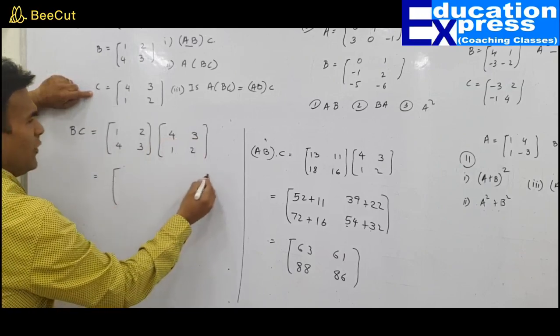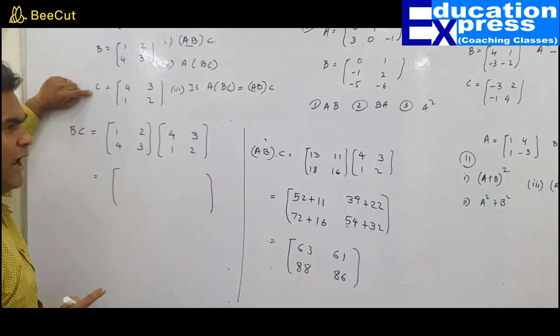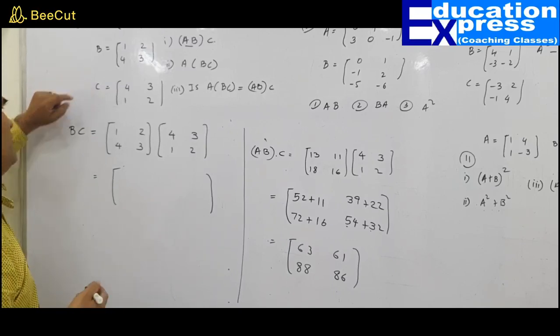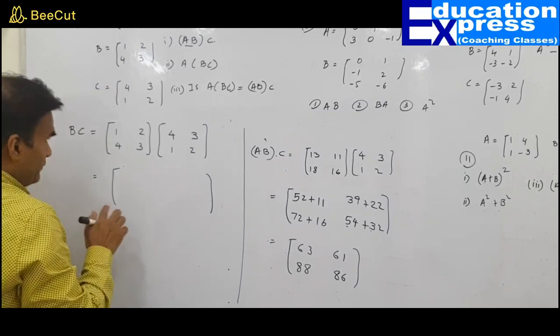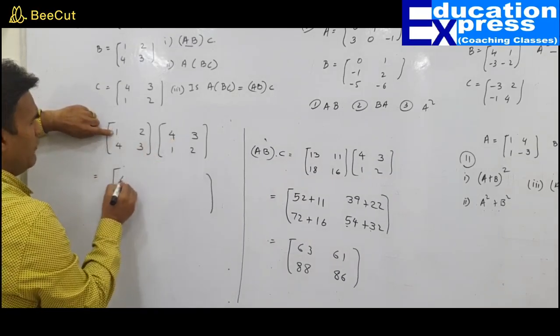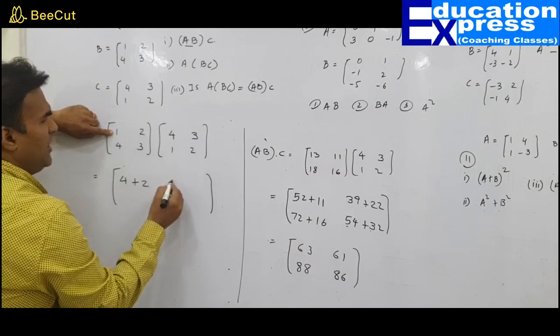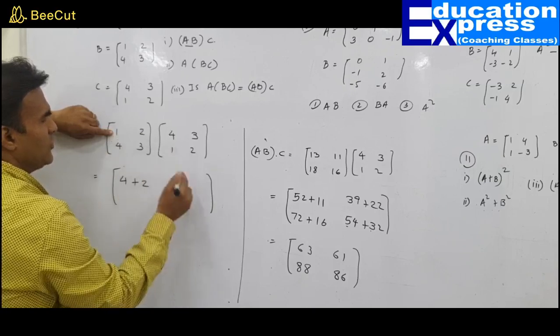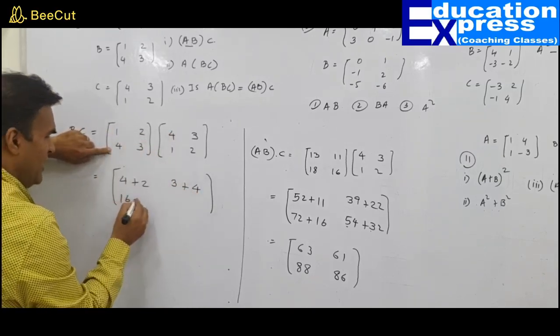Again and again we are doing a monotonous job of multiplication. Every time we do multiplication, we grow stronger with performance, with speed, with accuracy as well. So 1 into 4, 4 plus 2 1s are 2. 1 into 3, 3 plus 2 2s are 4. 4 4s are 16 plus 3.